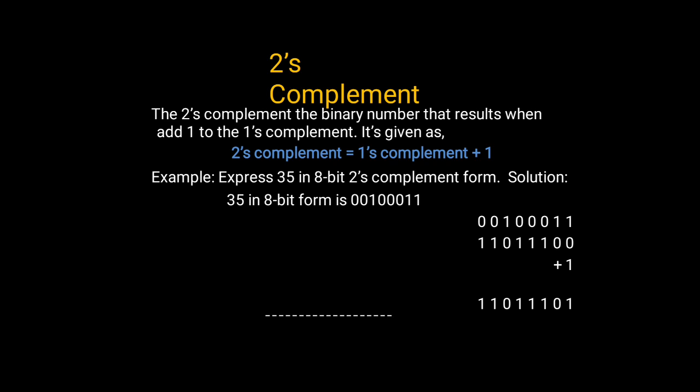See here, we are just doing the addition. 0 plus 1 is 1. 0 is as it is, 1 is as it is, 1 is as it is, 1 is as it is. So all the remaining numbers stay as they are. So this is the 2's complement number.